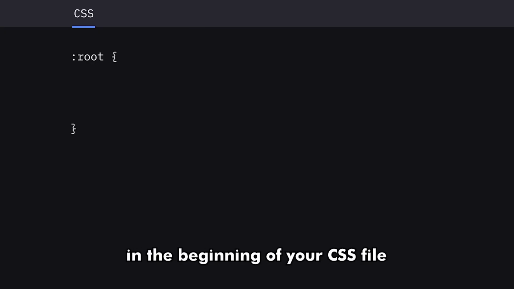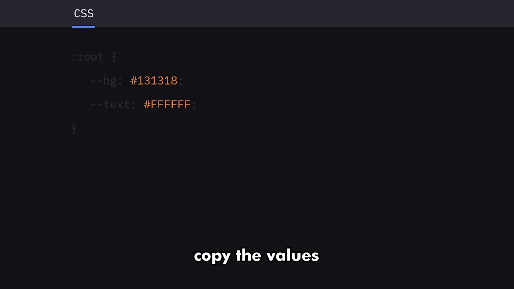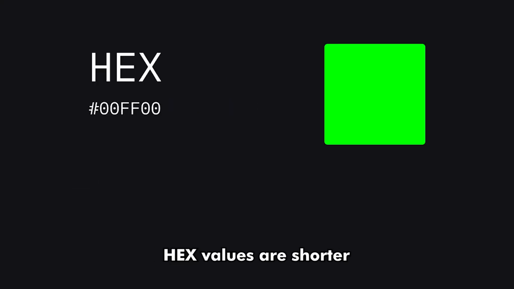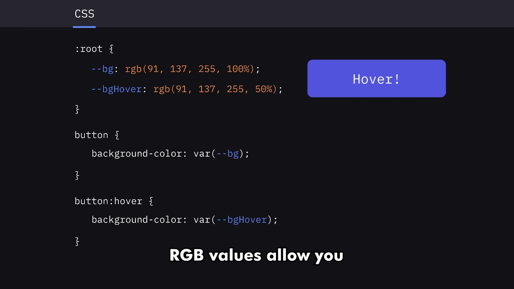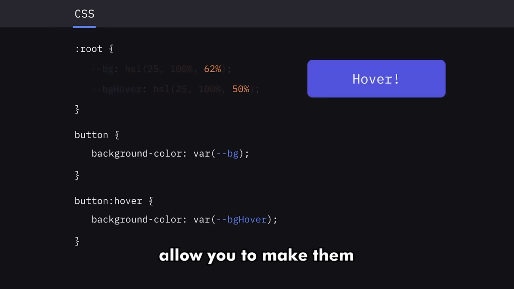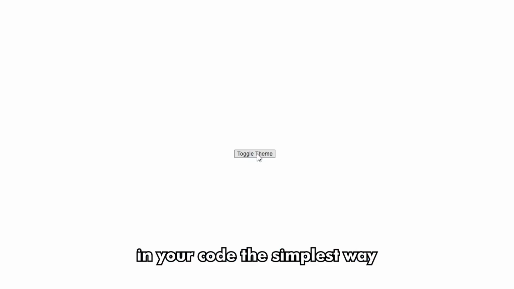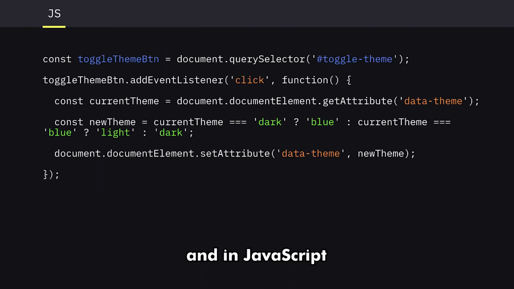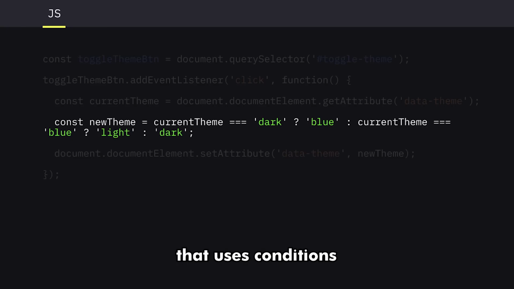Step 4. Use them in the code. You can just create variables in the beginning of your CSS file. Name them, copy the values in any unit you want, hex, RGB, or HSL, then apply them on any element you like. Hex values are shorter and easier to use. RGB values allow you to add opacity to any color, and HSL values allow you to make them darker or lighter for effects like this. If you want to add themes in your code the simplest way, you can just define them in your CSS, and in JavaScript, you can add a simple function that uses conditions to switch between different themes.